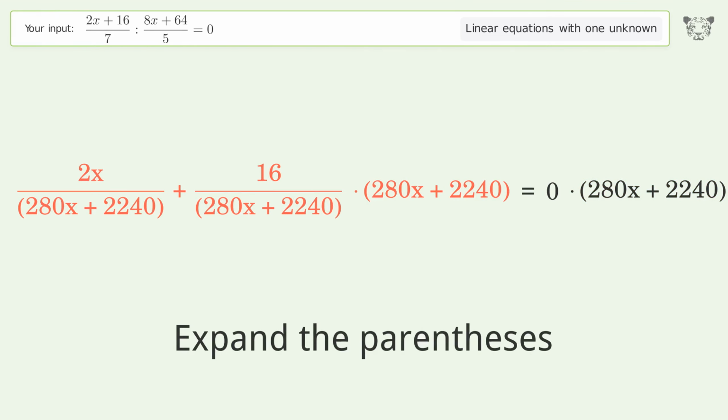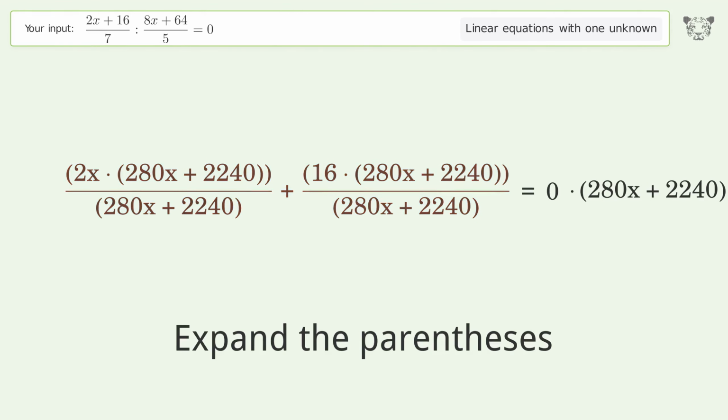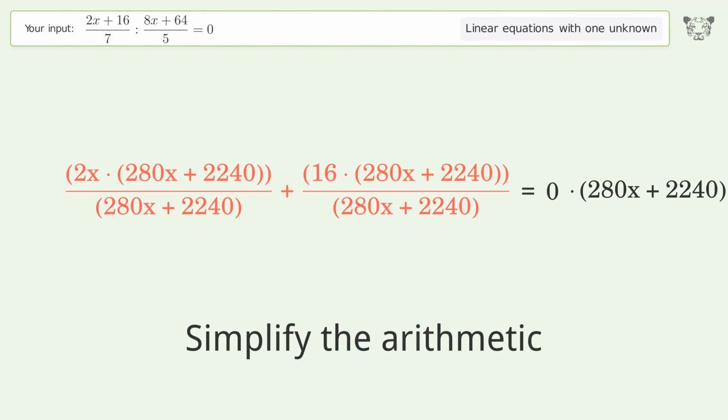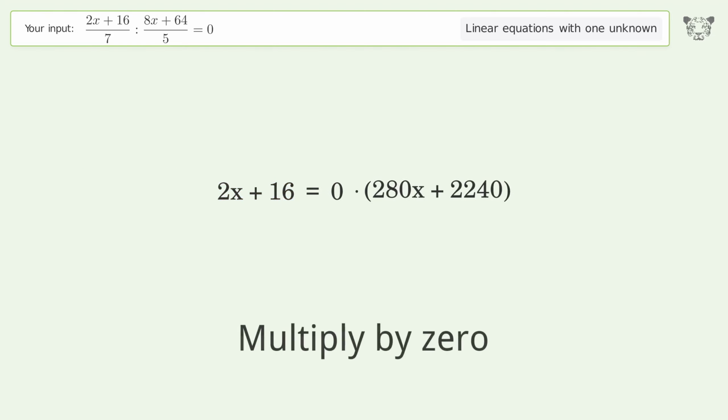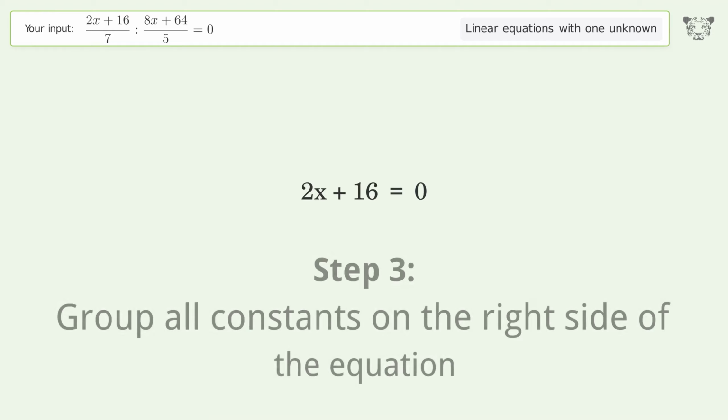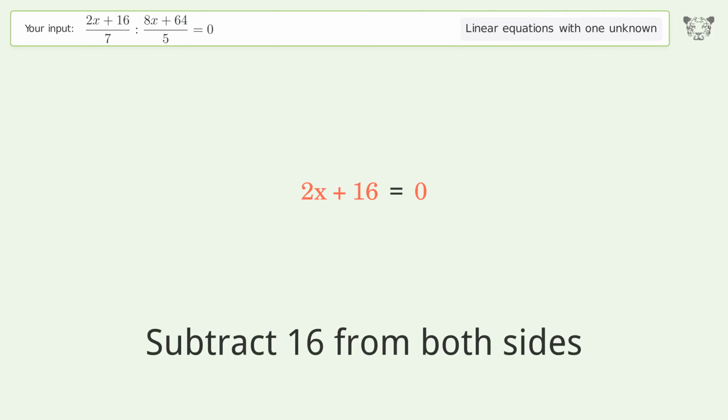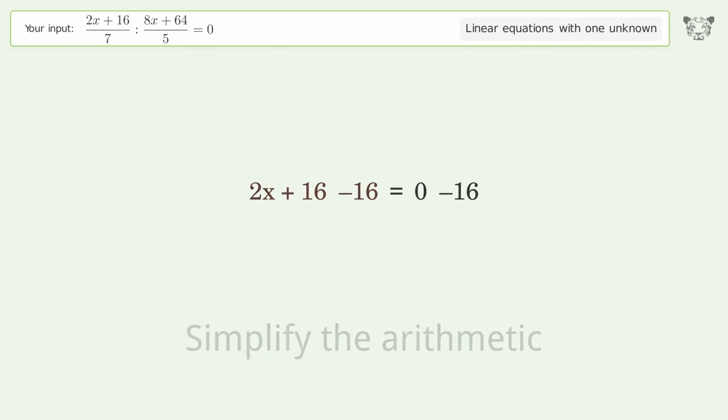Expand the parentheses. Simplify the arithmetic. Multiply by 0. Group all constants on the right side of the equation. Subtract 16 from both sides. Simplify the arithmetic.